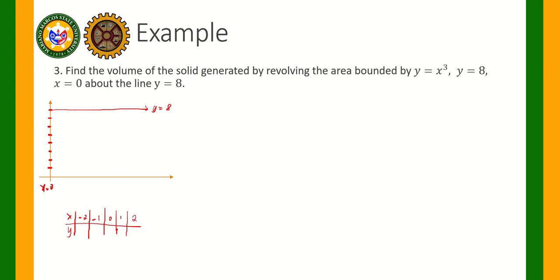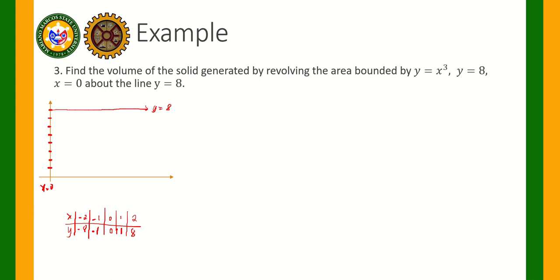If our x is equal to negative 2, our y is equal to negative 8. If our x is equal to negative 1, our y is equal to negative 1. If our x is equal to 0, of course, y is equal to 0. If our x is equal to 1, y is equal to 1, I should say. Okay? So if our x is equal to 2, our y is equal to 8. So our graph looks like this one.